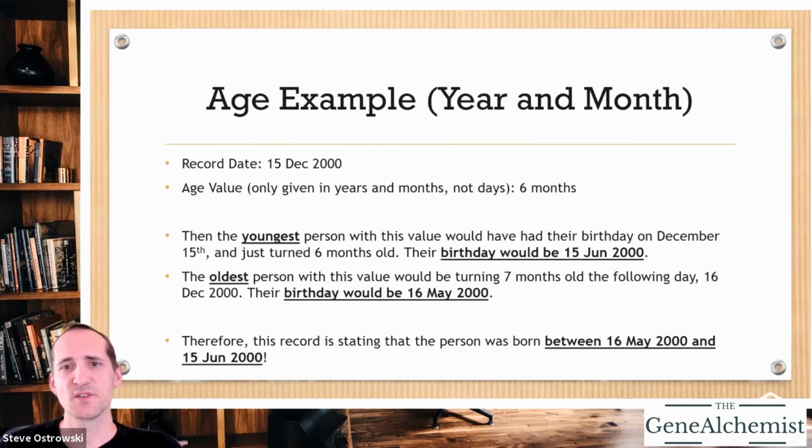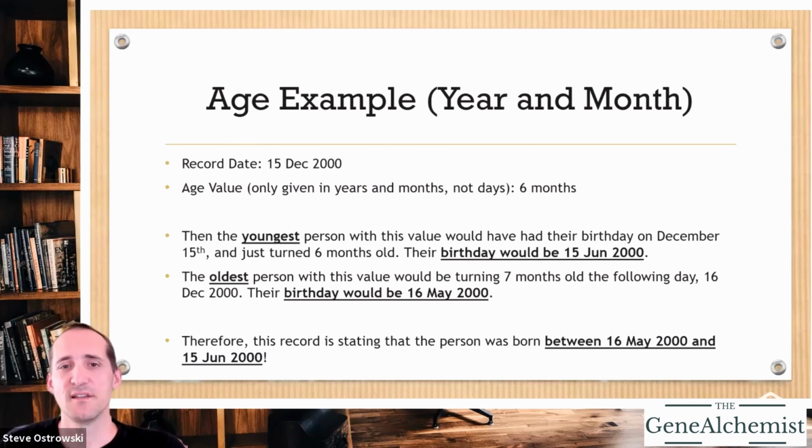Then the youngest person with that value would have again had their birthday on the same day as the record date, or the 15th of December 2000, and they just turned 6 months old. So you back up 6 months and you're in June. I like to translate the months to the numeric month. So December, 12, minus 6 would be 6, or June. So their birthday would be the 15th of June 2000.